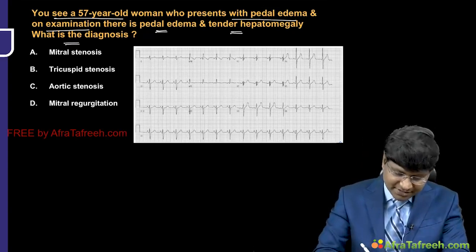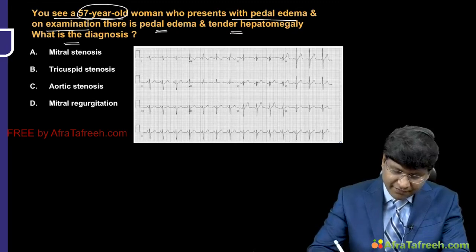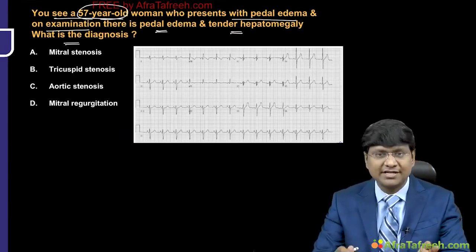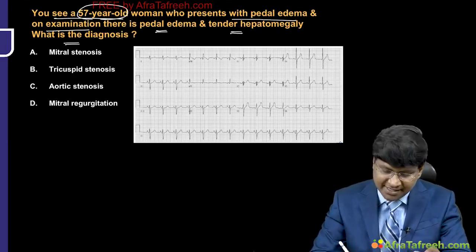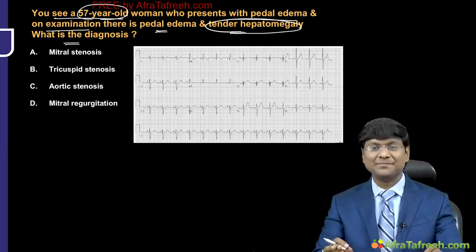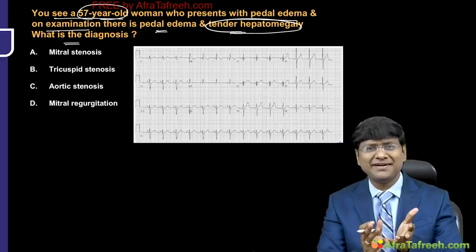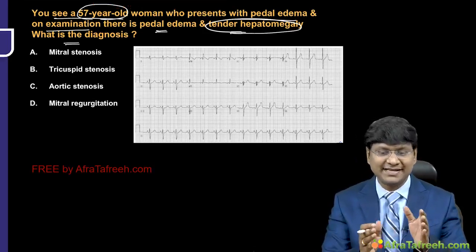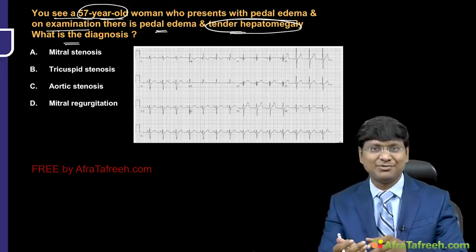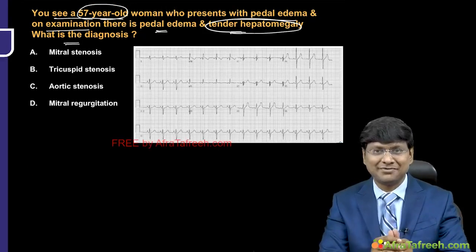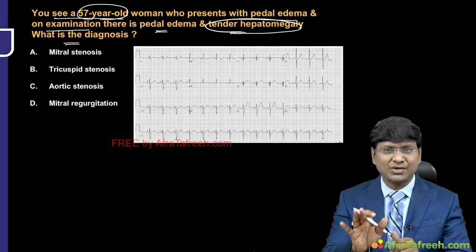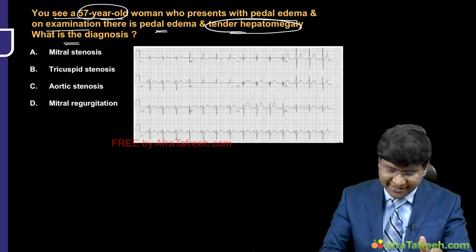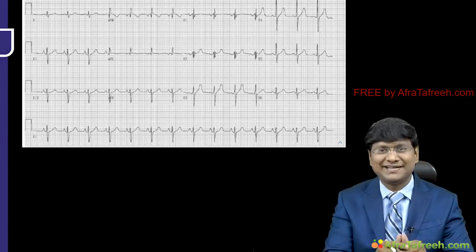Now, if you closely observe, she is a 57-year-old female, presented with pedal edema, swelling of the legs. And on examination also, there is a bilateral pitting type of pedal edema. Along with that, there is tender hepatomegaly, right? So, presence of tender hepatomegaly, presence of bilateral pitting type of pedal edema, both of these are features of right-sided heart abnormality rather than left-sided heart abnormality. So there itself you get a clue in the history itself. Now based on the ECG finding, you should be able to fix the diagnosis.